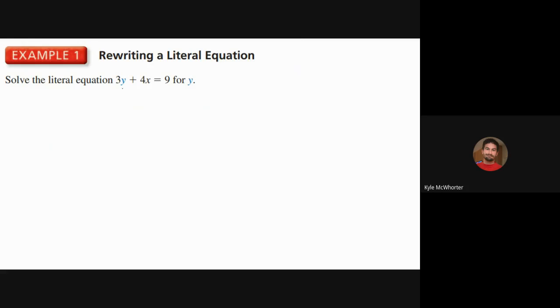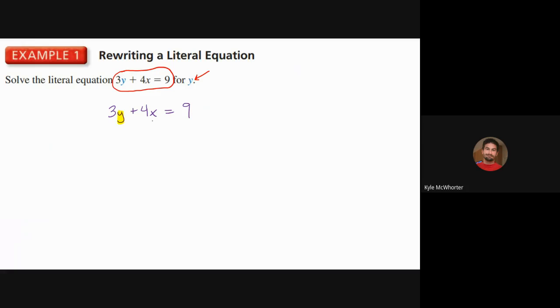So here's our first literal equation to solve. You can see this is a literal equation because it has x and y in it. They want us to solve for y in this situation. 3y plus 4x equals 9. If we want to solve for y, then we need to look at what operations are happening to y and do inverse operations. So y is being multiplied by 3, and then they're adding 4x.